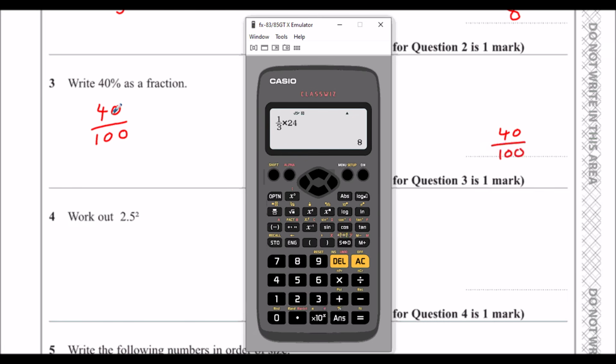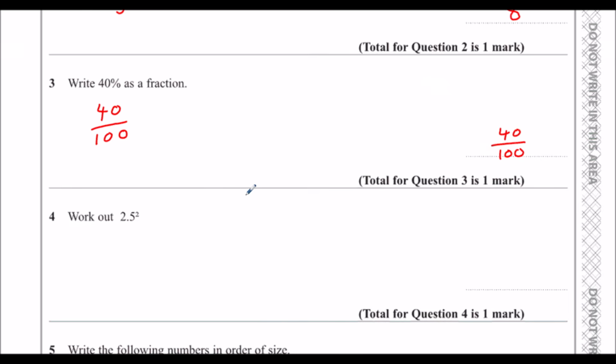If you use the calculator, it will simplify it for you. And you can just write 40% into the calculator. So 40, and then the percentage button. So shift, and then the percentages are down here. So 40%, press equals, and we get 2/5. And that is 40 over 100 simplified. So 40 over 100 or 2/5 or any other equivalent fraction would be okay for this question.